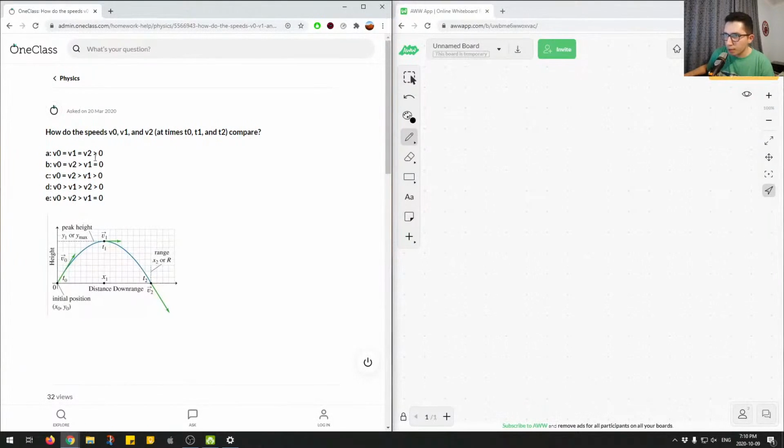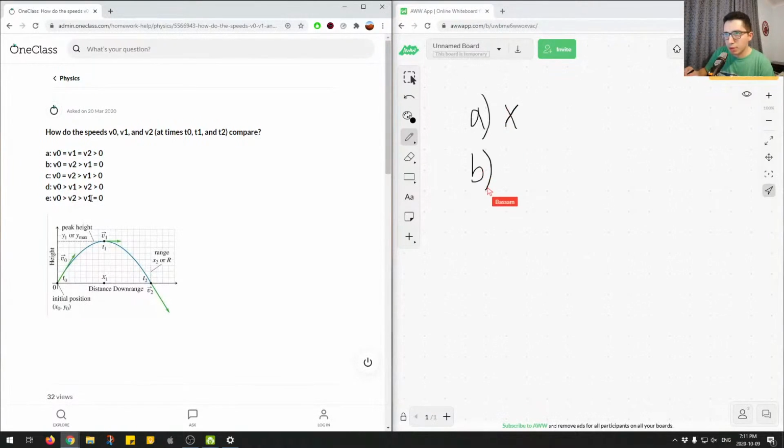So here we'll look at option A. In option A, v0 equals v1 equals v2, which is greater than 0. So all speeds are greater than 0, so that's true. However, we can see that not all the speeds are equal, so we can cross out option A.